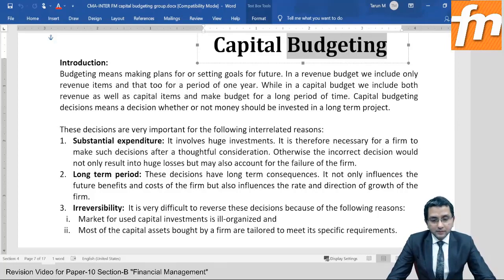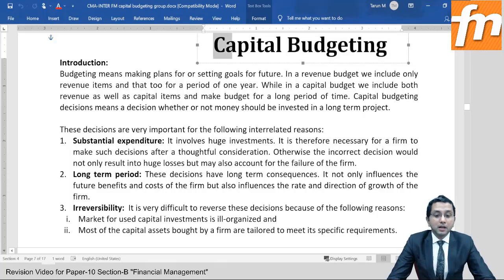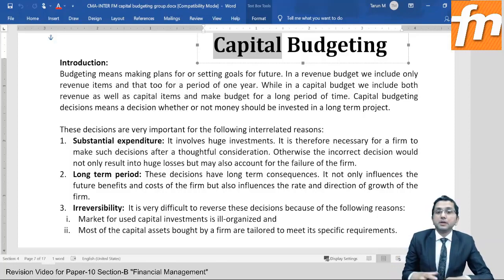But in FM, I don't make a budget, I make a capital budget. What difference does it make? When I say capital budget, it includes not only revenue items, but also capital nature items. And this is not for a period of, say, 1 year. This is for a period of maybe 5 years, 10 years, 25 years, or even a longer period.